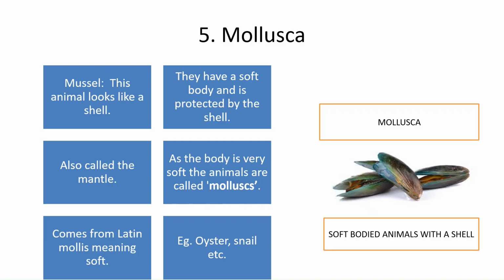So keep the label mollusca and the picture of the mussel, and below it the characteristic card saying soft-bodied animals with a shell.